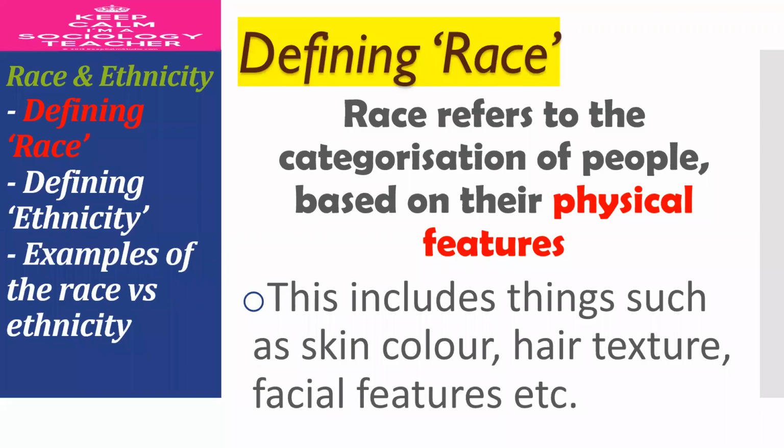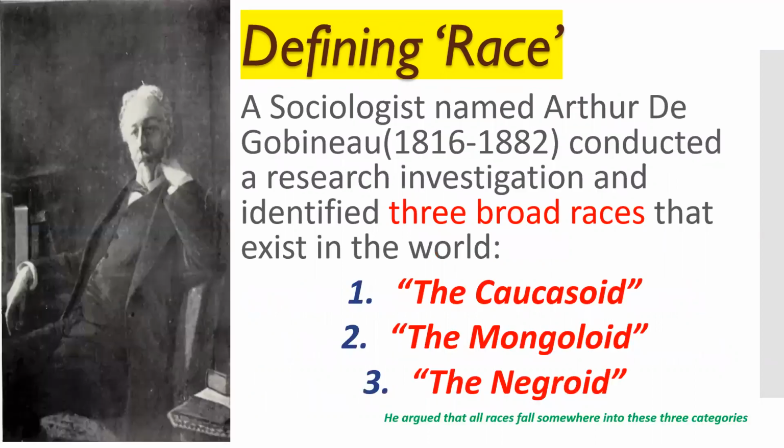Anyway, the definition of race, this is the technical textbook definition, is that race refers to categorizing people based on their physical features. Your expansion should include things such as skin color, hair texture, facial features, etc. That's part of your expansion. That's race.